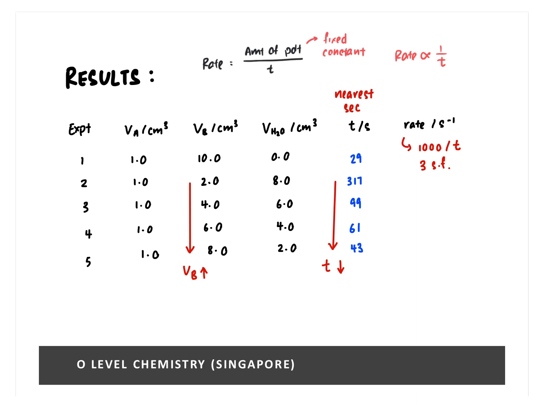So in this particular question, you are required to calculate rate as well. You are given the equation to take 1000 divided by the time. It's also stated in the question to leave your rate to 3 significant figures. I really hope that all of y'all did remember to do that.